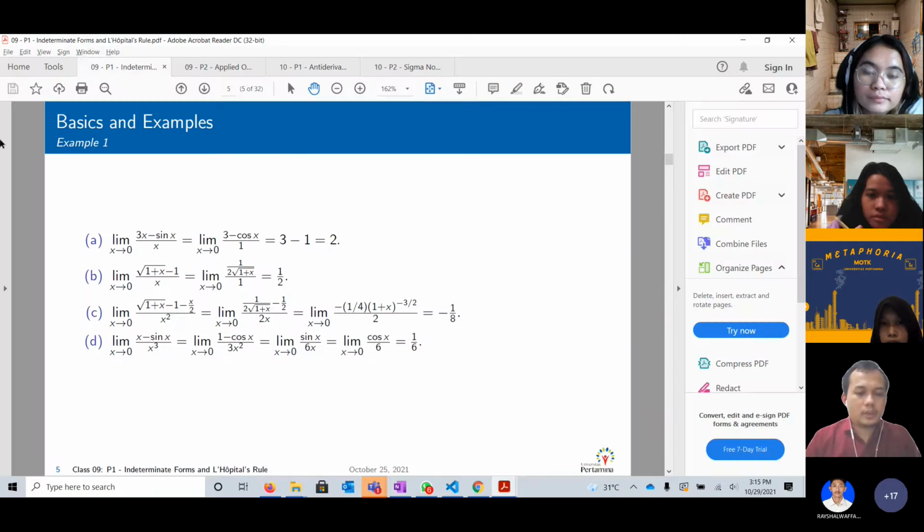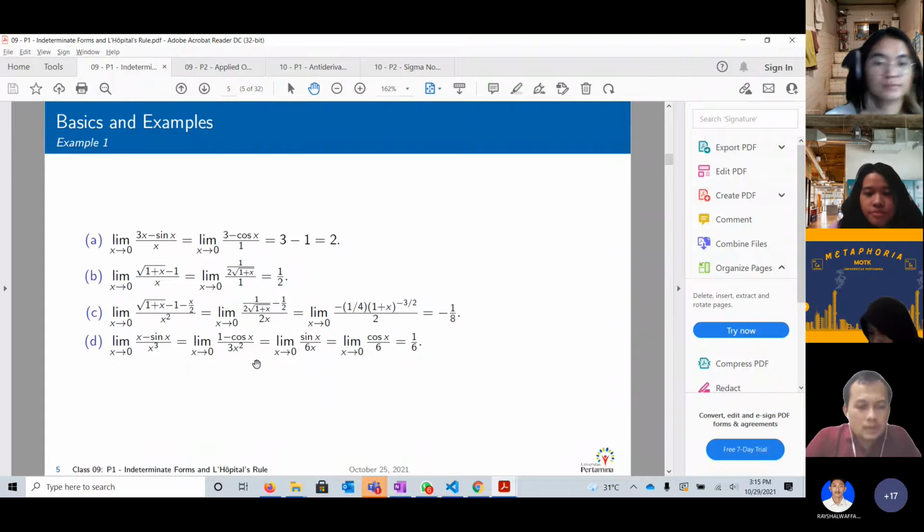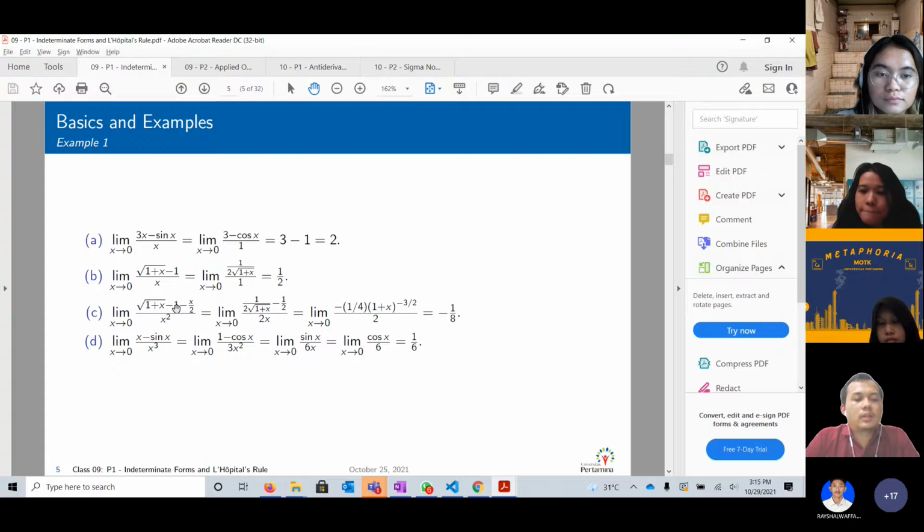The same thing with this C and D. Yeah. So for C, we try to differentiate both numerator and denominator, because if we substitute 0 here, we have 0 over 0. So we differentiate. Turns out that if we substitute 0 here, we still have 0 over 0. Then we use L'Hopital's rule again to differentiate again. Then we compute the value.